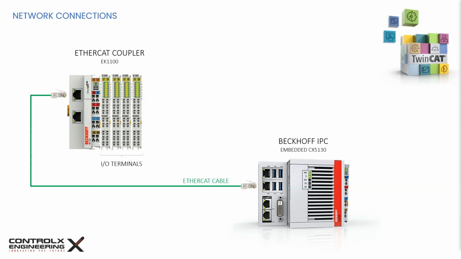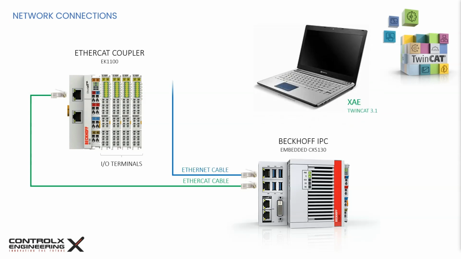If higher current is required due to the higher number of terminals, power feed terminals such as EL9410 have to be integrated. The field supply is forwarded to the individual I/O components via the power contacts with up to 10 amps. For programming, we will use our engineering laptop with TwinCAT 3.1 XAE installed on the top port of the IPC called X000. Also, please note that we could have very well connected the I/O terminals directly to the IPC. I chose to use the EK1100 coupler to demonstrate how EtherCAT networks can be extended using couplers.